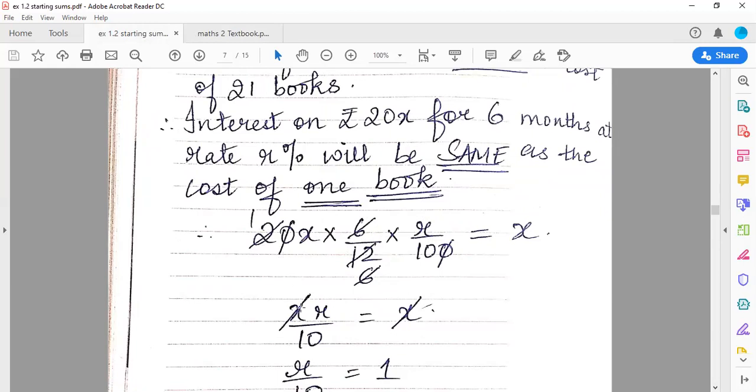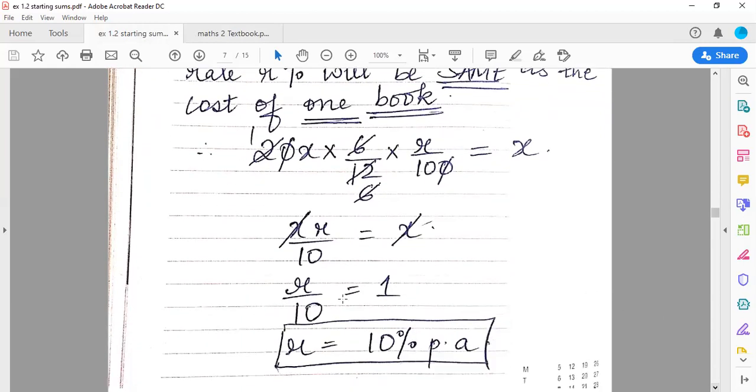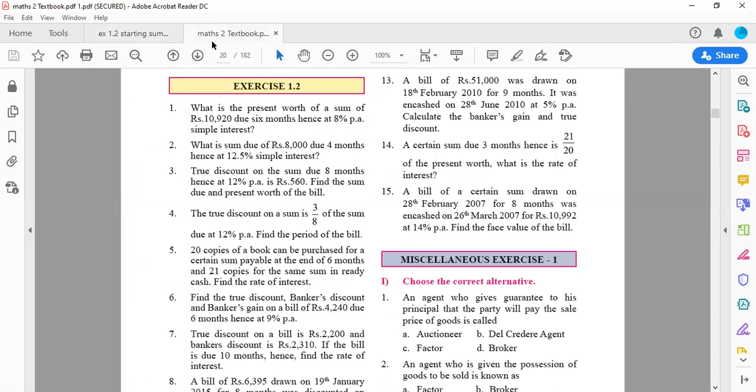So by cancellation, I get x into r upon 10, which is equal to x. Now x and x get cancelled. So 1 remains. So r upon 10 is equal to 1. 10 goes that side. R is equal to 10%. Followed? So these are the 5 sums, students.